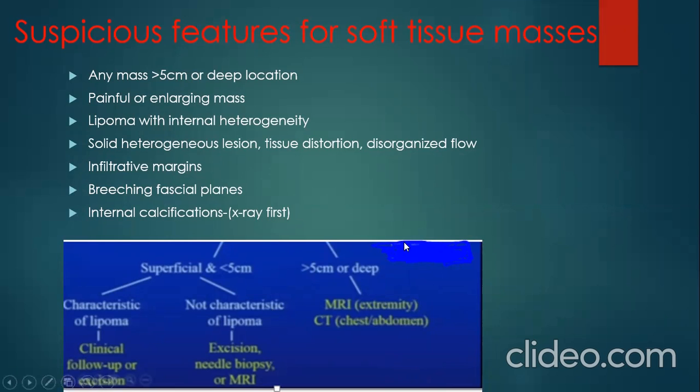And if we get internal calcifications, we might need to do an X-ray first, but that is also a suspicious feature. As mentioned earlier, if it's greater than 5 centimeters or deep, we might need to recommend further imaging modalities like CT and MRI, and excision or biopsy if it's less than 5 centimeters and superficial and not characteristic of a lipoma, or clinical follow-up if it's characteristic of a lipoma and less than 5 centimeters.